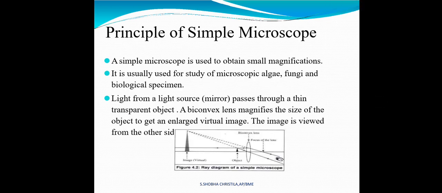Principles of simple microscope. A simple microscope is used to obtain small magnifications. It is usually used for study of microscopic algae, fungi, and biological specimen. Light from a light source, mirror, passes through a thin transparent object. A biconvex lens magnifies the size of the object to get an enlarged virtual image. The image is viewed from the other side.